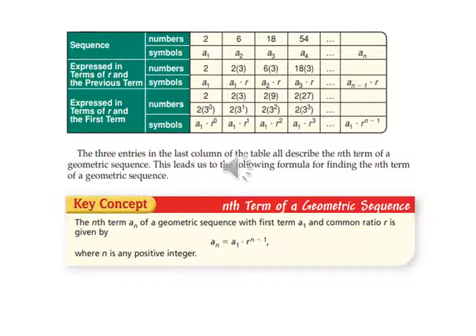The nth term a sub n of a geometric sequence with the first term a sub 1 and the common ratio r is given by a sub n equals a1 multiplied by r to the power n minus 1, where n is any positive integer. n can take 0, 1, 2, 3, 4, 5 up to n. So this is the key concept, the nth term of a geometric sequence, how we can make a proof about the nth term of a geometric sequence, as shown in the table.